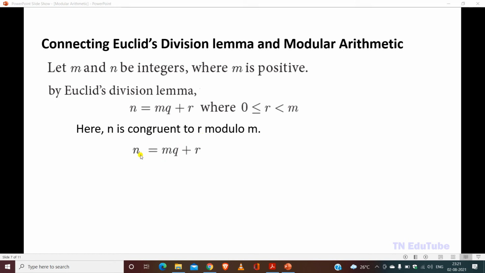That means we can write it as n minus r. You take this r on the left hand side. n minus r is equal to mq. That means n minus r is a multiple of m. That means it is divisible by m and the remainder is 0. So we can write n minus r is congruent to 0 mod m, where 0 is the remainder when divided by m. When you are taking r on the right hand side, you get n is congruent to r mod m, where r is the remainder and m is the divisor.